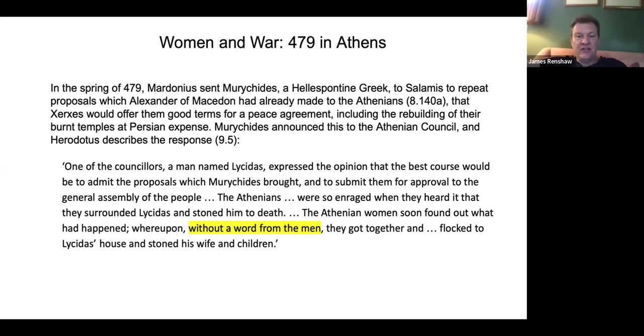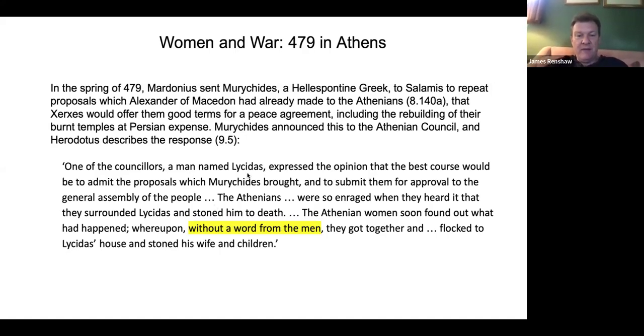Essentially the Persians are trying to get the Athenians to come over to the Persian side. They offer them quite good terms. They've already sent down Alexander. The Athenians have said no. They send down another Greek from Asia Minor. And actually, someone called Lycidas, an Athenian, stands up and says, maybe we should think about this.